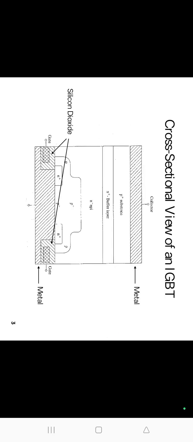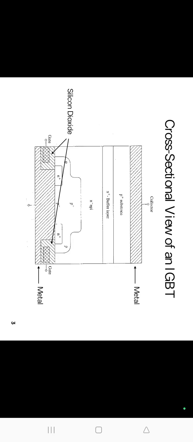Next one is structure of IGBT. Here the base layer is P plus layer. This layer is called collector of IGBT. This P plus injecting layer is heavily doped. It has a doping density of 10 power 19 per centimeter cube. The doping of other layer is similar to that of MOSFET. The N plus layer has a doping density of 10 power 19 per centimeter cube. This N plus layer is a buffer layer.